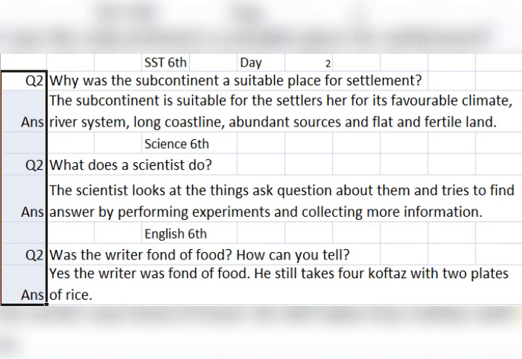English Class 6 J2, was the writer fond of food? How can you tell? Yes, the writer was fond of food. He still takes 4 koftas with 2 plates of rice. After this, J3.